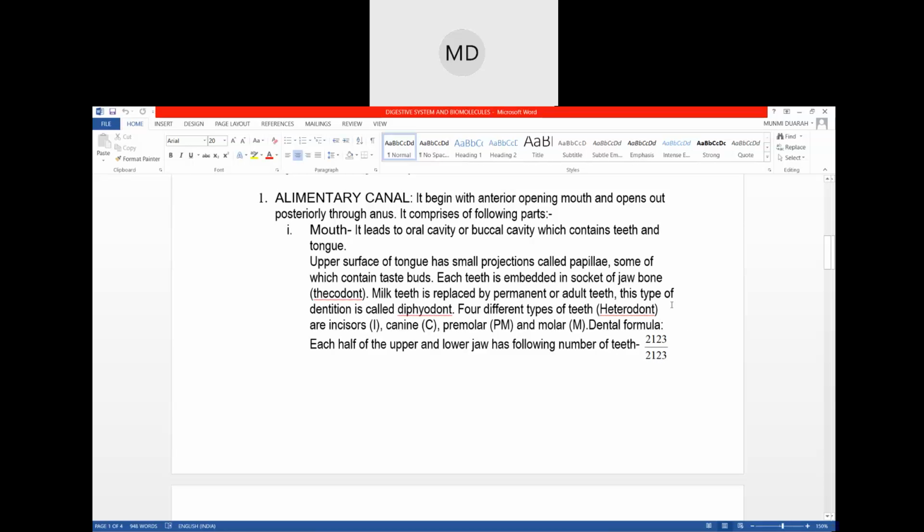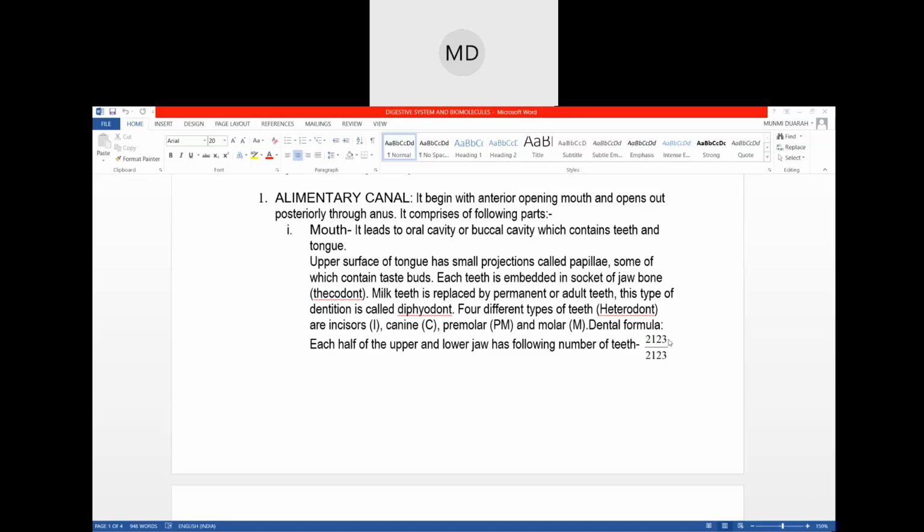So total, counting your upper jaw and your lower jaw, your upper jaw will have 16 teeth, right? So see, 3 plus 3, 6. 6 plus 4, how much? 6 plus 4, 10. Then 12. Then this 12 plus 4, 16. So total will be 16. So the upper jaw is 16, lower jaw also 16. 16 plus 16, 32. Total number of teeth is 32.